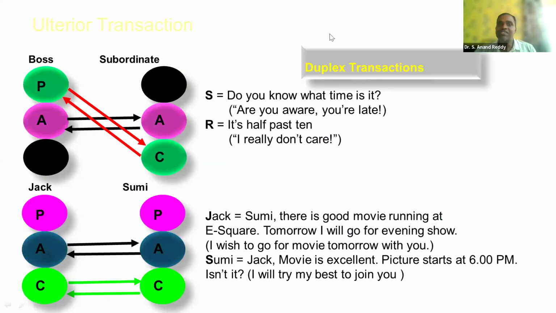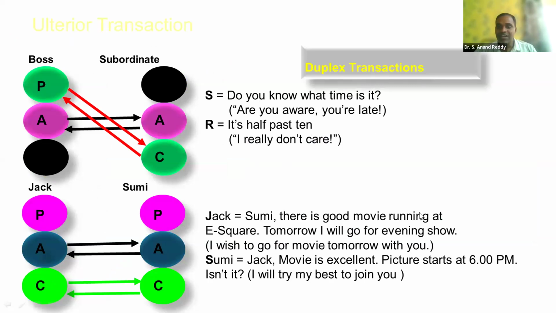And the last one is the ulterior transactions, or duplex transactions. Now, what happens? Do you know what time is it? Are you aware you are late? Two questions. It's 10:30. I really don't care.